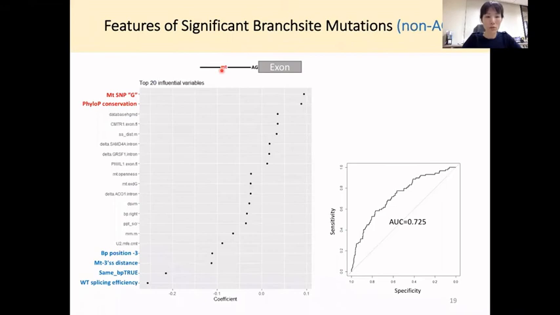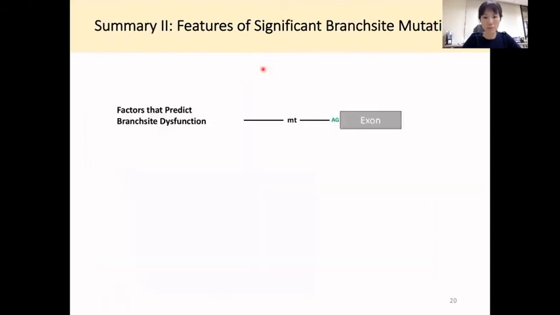And for the non-AG model, we found the mutation G is an important feature, and high conservation also promotes the significant splicing change. And the negative feature that suppresses the splicing change is the wild type splicing efficiency. So if this splice site is strong, then it will suppress the change of splicing. So just to summarize the modeling, we find that for a non-AG mutation, if the splice site is weak, it's more likely to promote a significant splicing change.